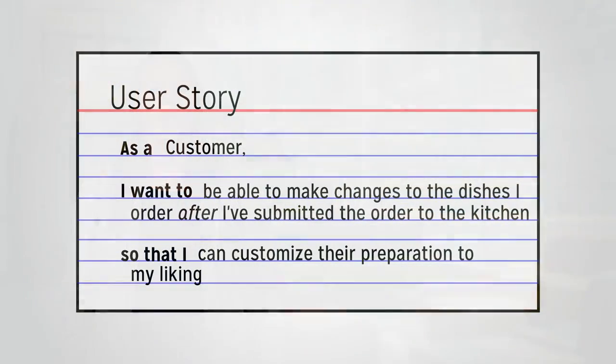For example, consider this user story. As a customer, I want to be able to make changes to the dishes I order after I've submitted the order to the kitchen so that I can customize their preparation to my liking. This is an incorrect requirement. From the scenario, the customer is able to make changes to the dish before placing the order, but there was never talk of allowing changes afterwards.